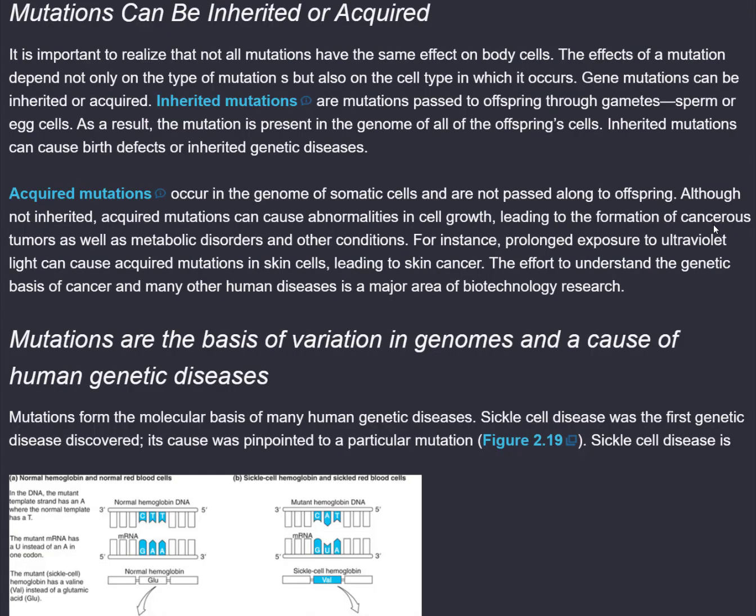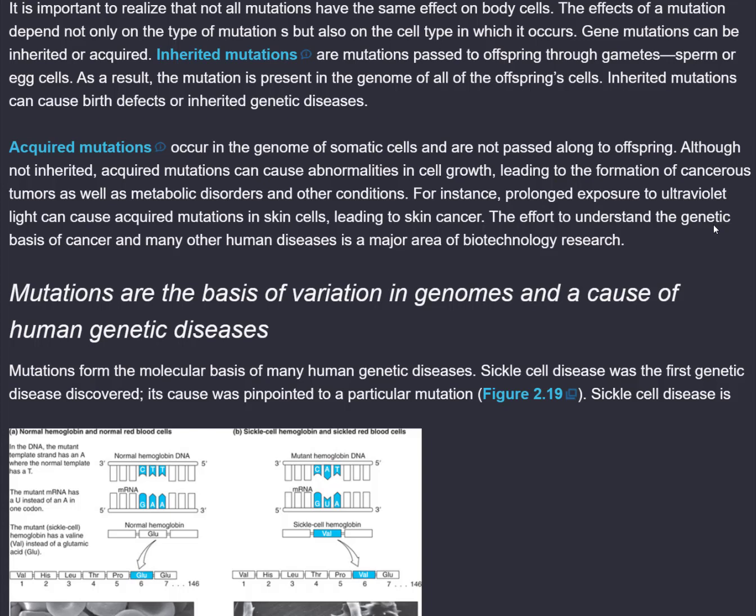Mutations can be inherited or acquired. It is important to realize that not all mutations have the same effect on body cells. The effects of a mutation depend not only on the type of mutation but also on the cell type in which it occurs. Gene mutations can be inherited or acquired.